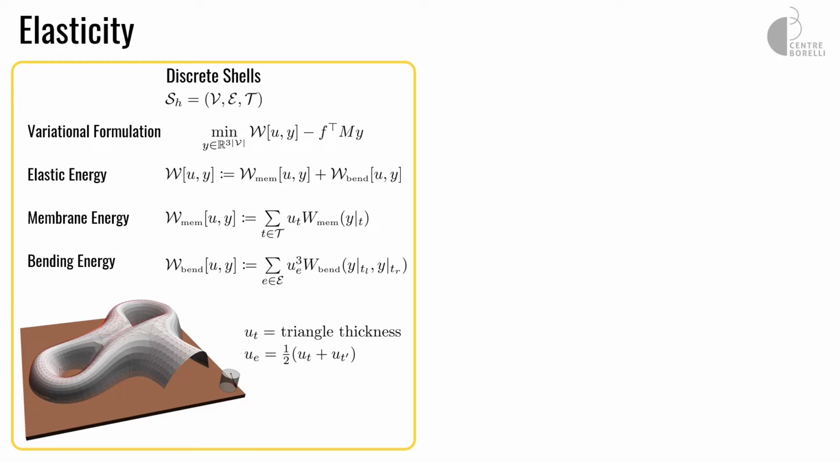And then for bending, we have a cube. But as I said, I have thicknesses per triangle. So what's the thickness of an edge? Here we make a simplifying assumption: it's just the average, divided by 2, and then this is to the power 3. So if I change the thickness per triangle, it changes cubically how much bending energy I pay for the adjacent edge. Now, what is U_T prime? I have an edge, and an edge has two neighbors, T and T prime. U_T is the thickness of one neighbor and U_T prime of the other neighbor.